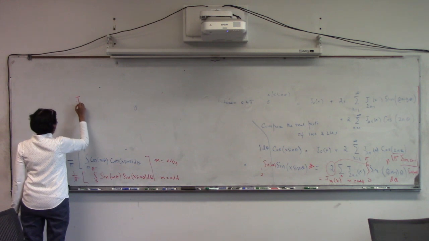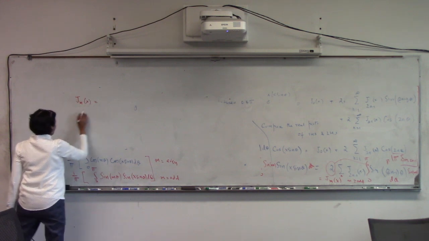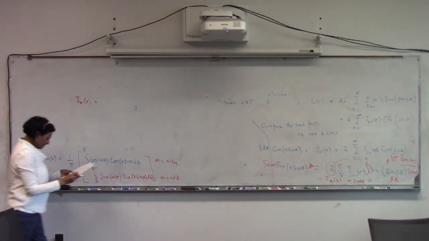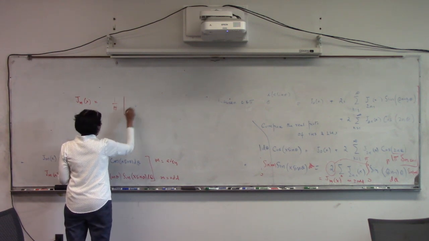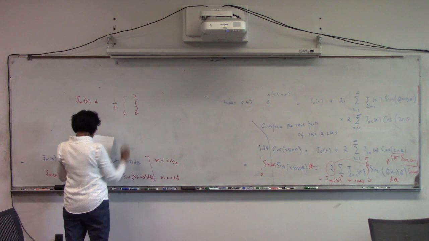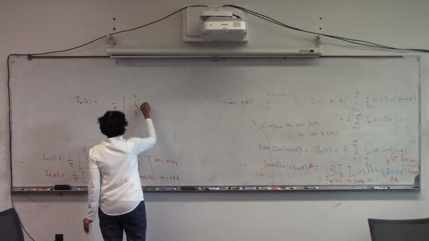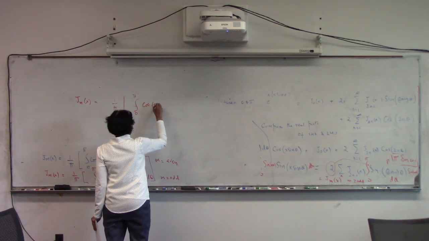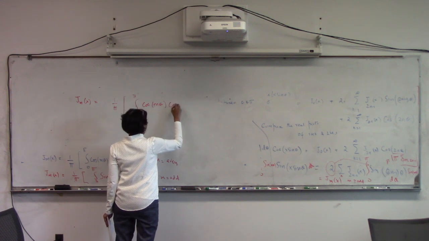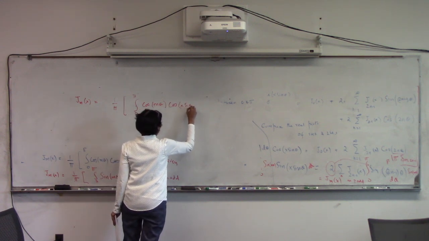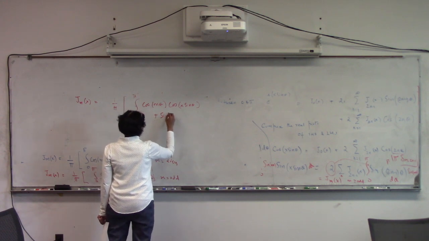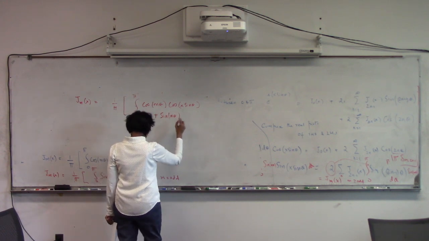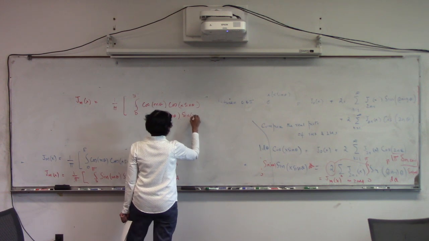So this is the integral representation for the Bessel function, true for any m. It is nothing but 1 over pi, integral from 0 to pi of cosine of m theta cosine of x sine theta plus sine of m theta sine of x sine theta.